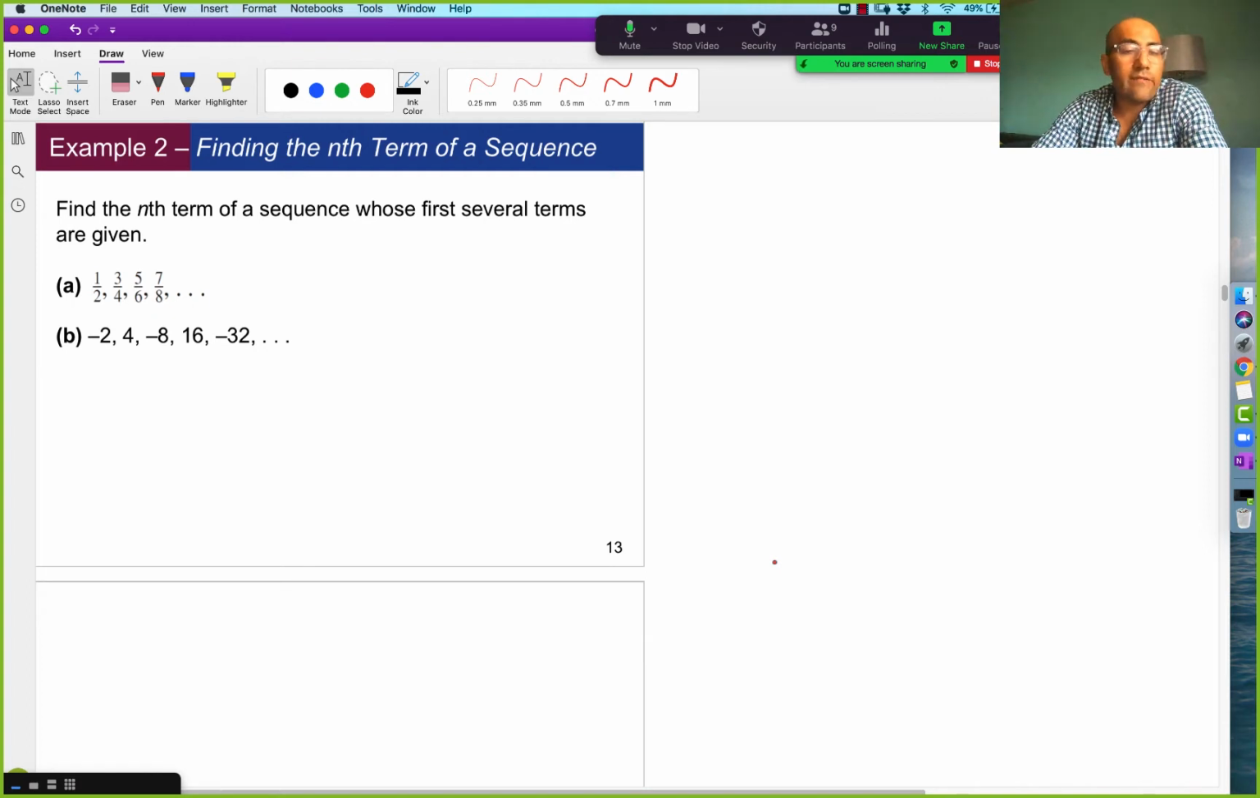What if the sequence is given to you and instead they're asking you to find the nth term of the sequence? In other words, find a formula for the sequence. Good. So finding the nth term is the same thing as saying find the formula of the sequence. For part A, luckily these aren't too bad.